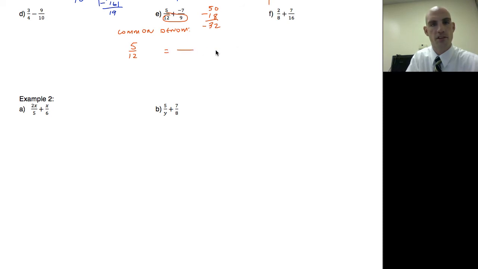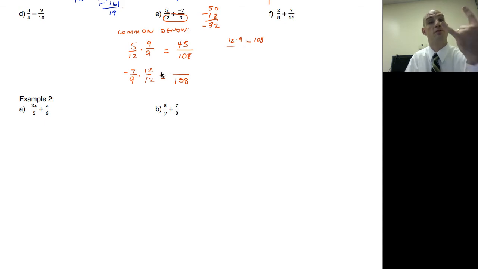Let's find a common denominator for 12 and 9. This one's a little bit trickier, because with 12 and 9 you're thinking, okay, I don't know what goes into 12 and 9. Well, I can multiply them together. So with 5/12, I want to end up with what on the bottom? My common denominator is really going to be 12 times 9, which is 9 times 10, which is 90, plus 9 times 2, which is 18, giving me 108.